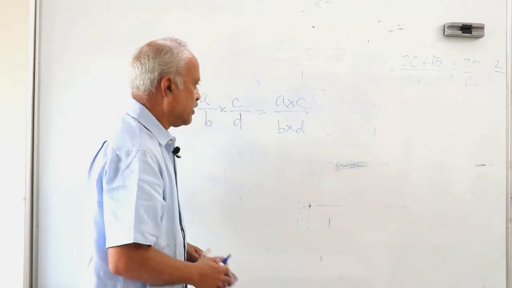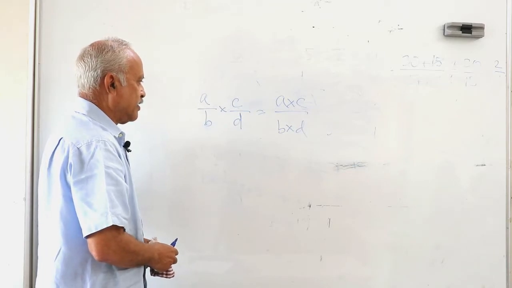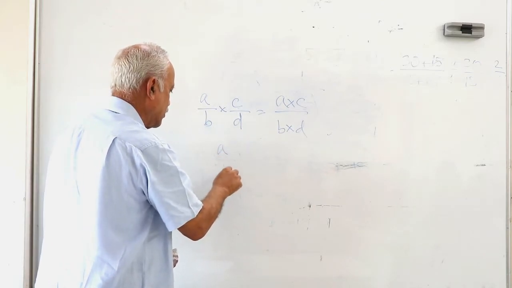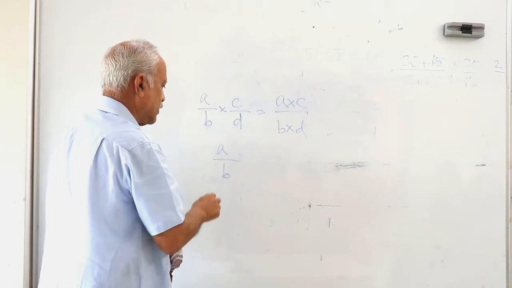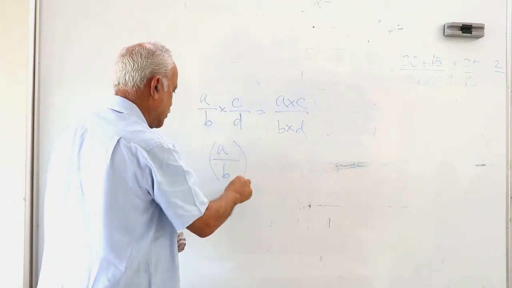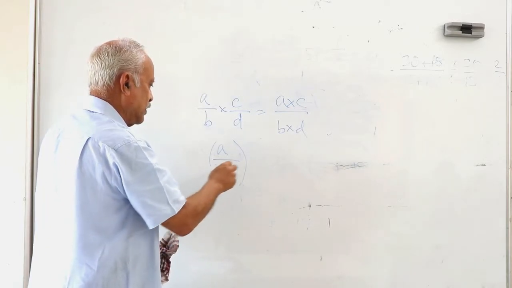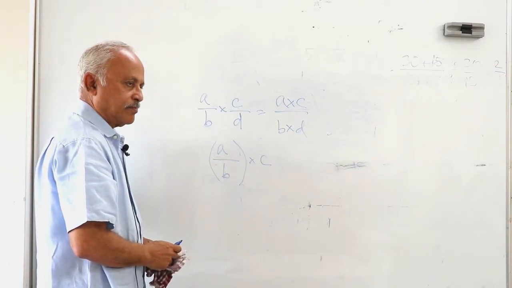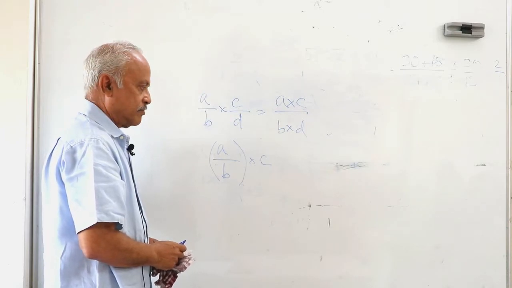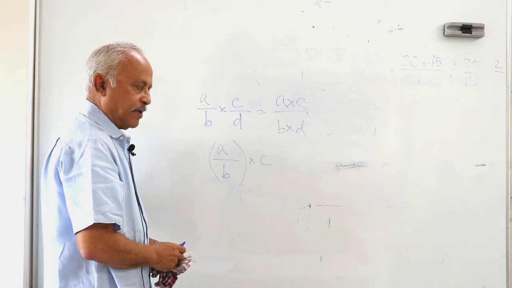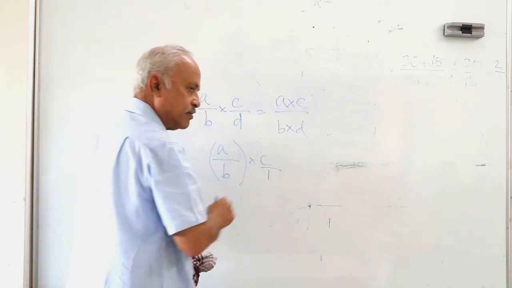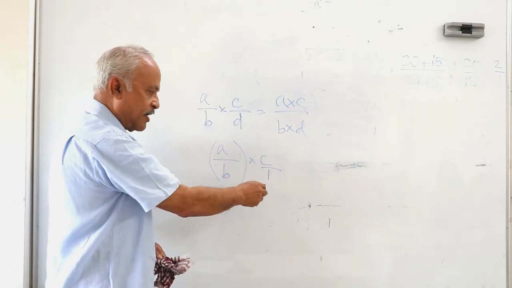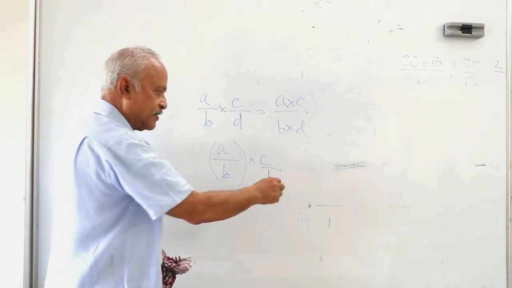So now let's look at A upon B into C. I can write C as C by 1. So if I write C as C by 1, what is A upon B into C by 1? What is the answer? Gyanjyoti?